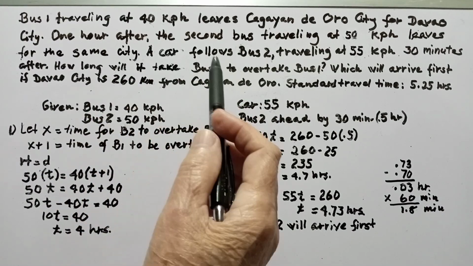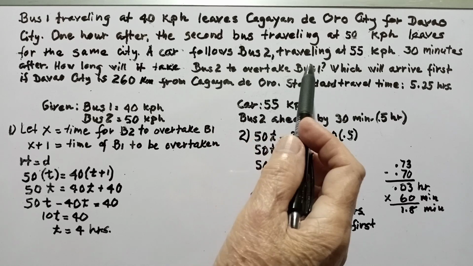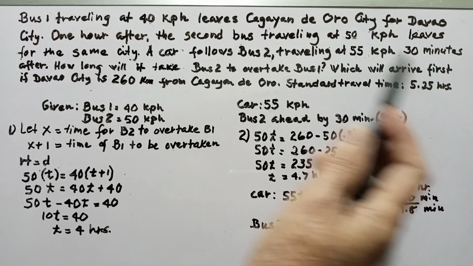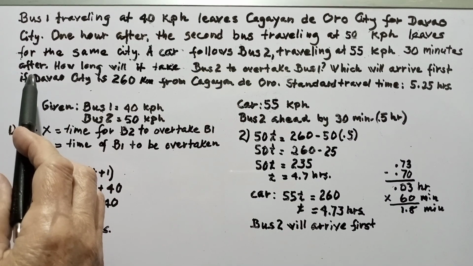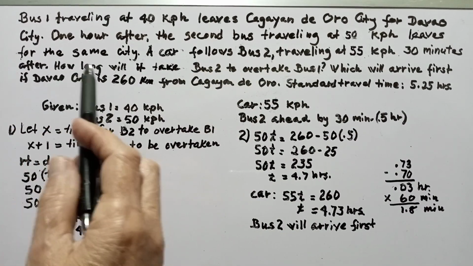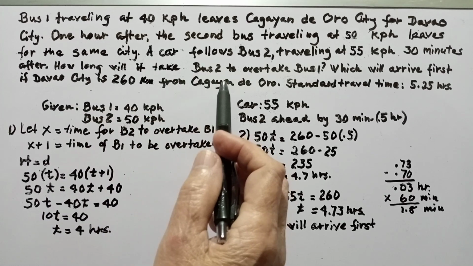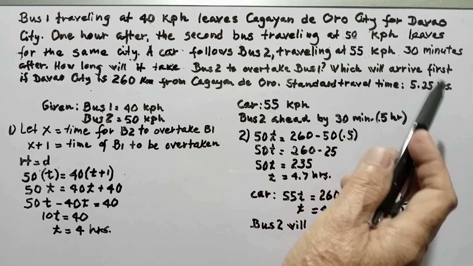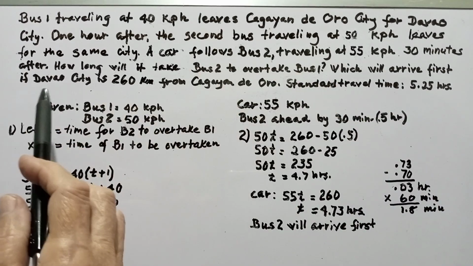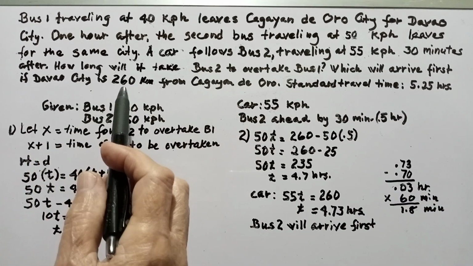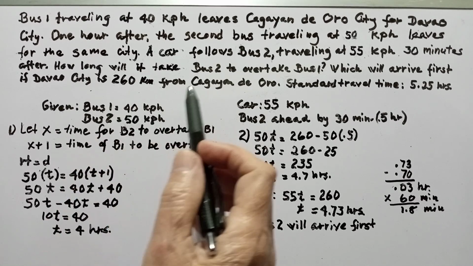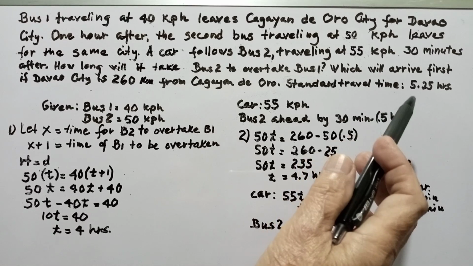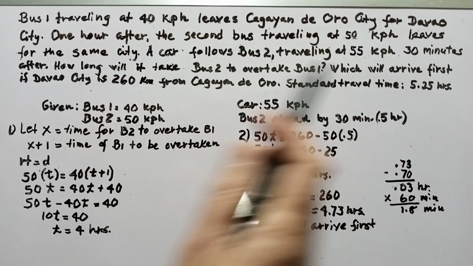A car follows bus 2 traveling at 55 kilometers per hour 30 minutes after. How long will it take bus 2 to overtake bus 1? Which will arrive first if Davao City is 260 kilometers from Cagayan de Oro? Standard travel time is 5.25 hours.